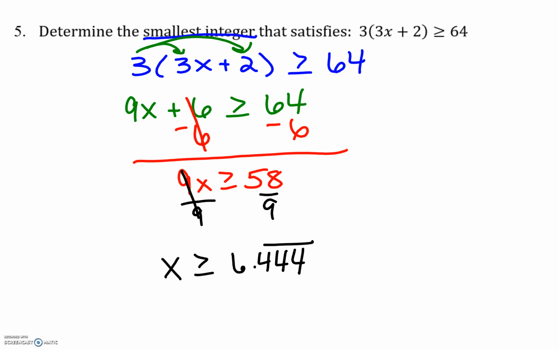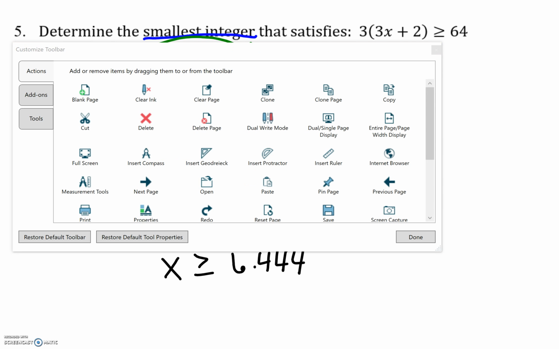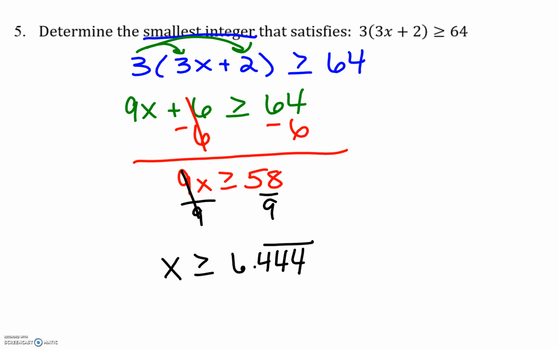So the question is saying, determine the smallest integer that satisfies the equation. So which number, or integer in this case, which integer could I replace that x with to make this statement true? And the answer is 7. That is the smallest integer.